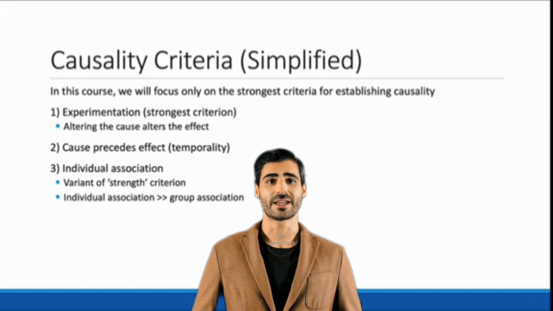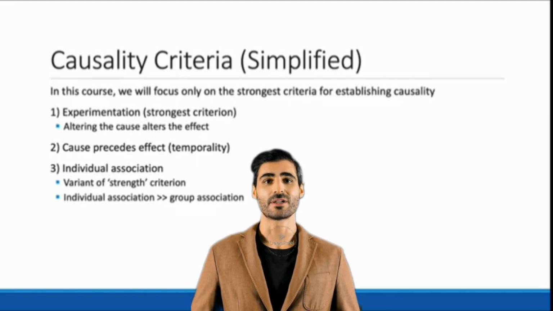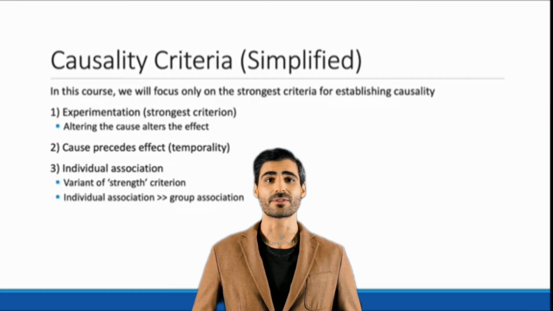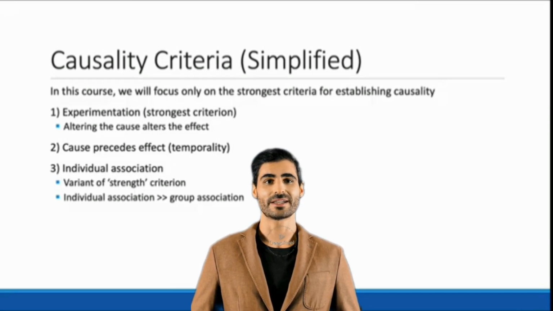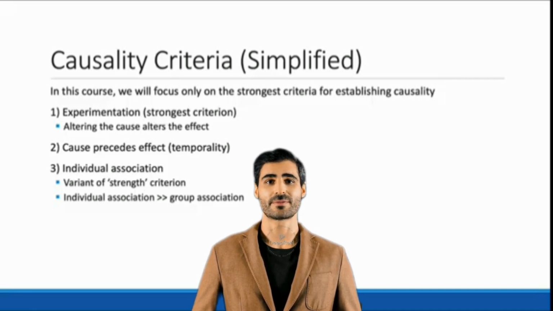Alongside this, we consider experiment. If we can experiment with removing the exposure and observe a reduction in the outcome, this provides additional support for causality. When individuals stop smoking, their risk of developing lung cancer decreases over time, providing experimental evidence of the causal link.